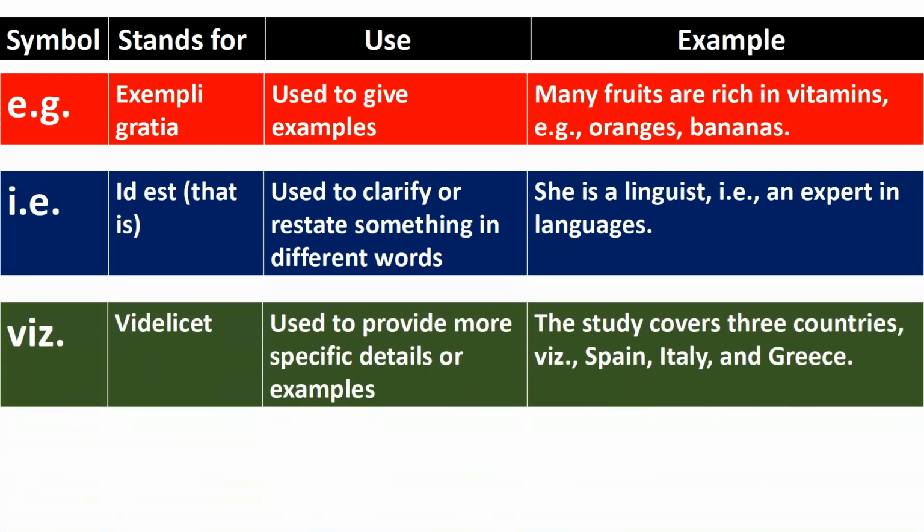Another common abbreviation is viz., short for videlicet, used to provide more specific details or examples. For instance, the study covers 3 countries, viz., Spain, Italy, and Greece.